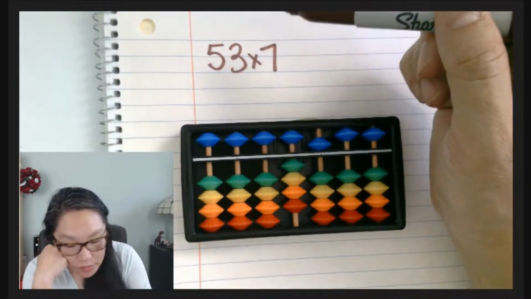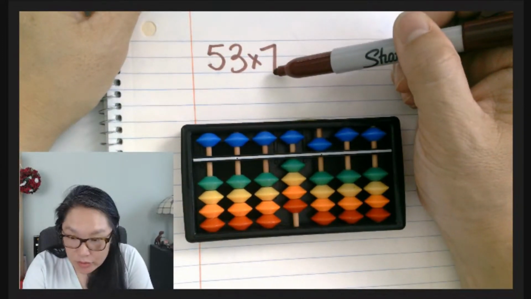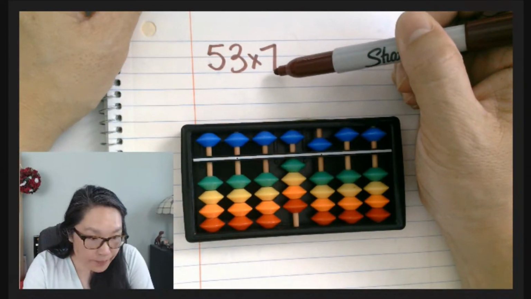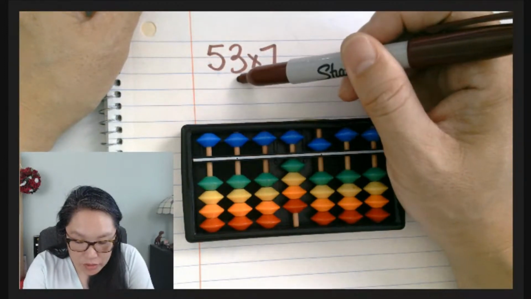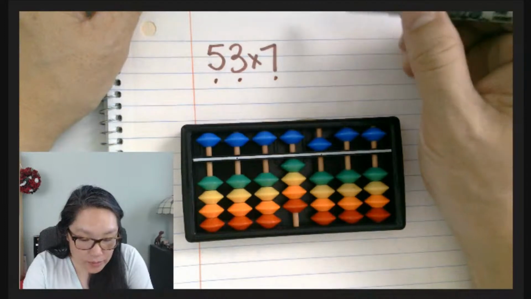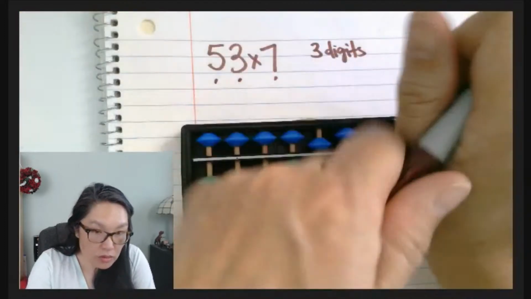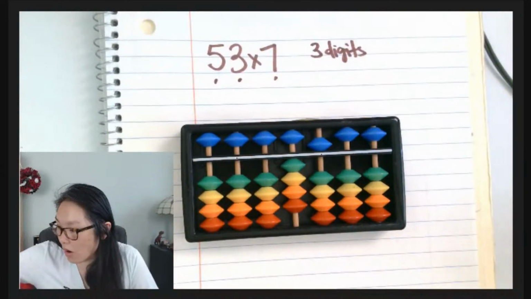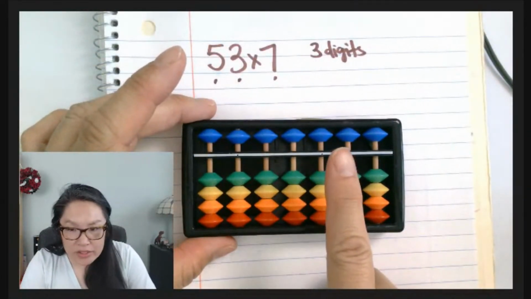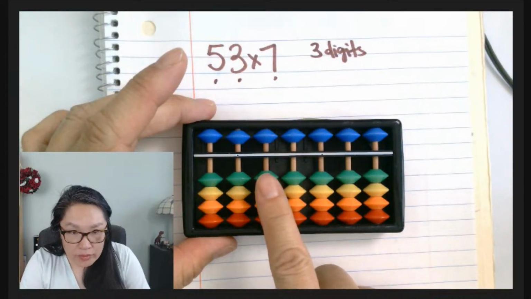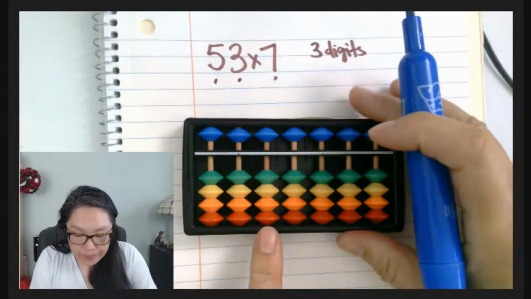So what we're going to do is find our starting point. To find our starting point, we just need to count our digits. So we count 1, 2, 3. We have 3 digits. Because it's 3 digits, we're going to count, and that's just where we're going to put our answer. We have 1, 2, 3. So now this is where I'm going to start.